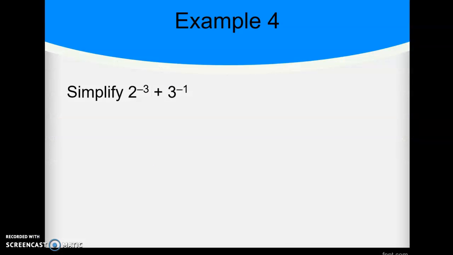Where we're adding two terms that have different bases. So we can't just do anything with their exponents. We have to simplify each piece by itself. So we're adding 2 to the negative 3 to 3 to the negative 1. Well, 2 to the negative 3, obviously it has a negative exponent, so it's going to become 1 over 2 to the positive 3. And 3 to the negative 1 is going to become 1 over 3 to the positive 1. That's what you've got to do first when these bases are not the same.